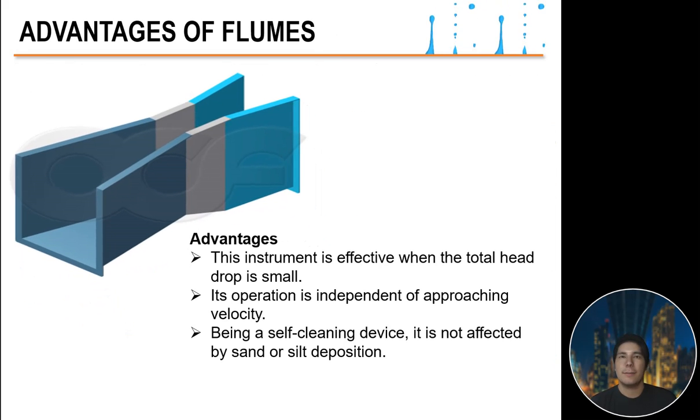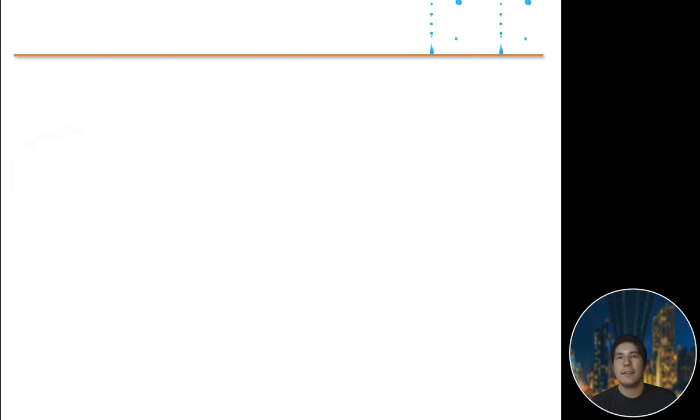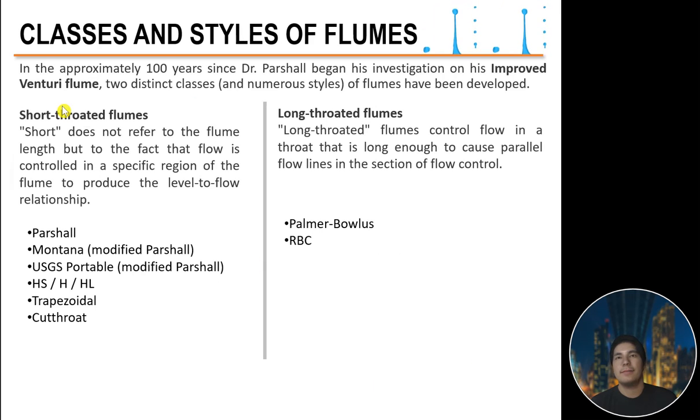So the advantage of the flume is this instrument is effective when the total head drop is small. So its operation is independent of approaching velocity, and being a self-cleaning device, it is not affected by sand or silt deposition, unlike the weir and orifice, no?